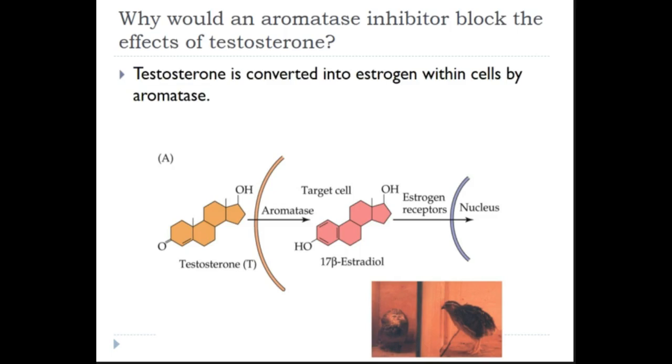Here's the cool thing. The way testosterone actually works in a lot of cells is that it enters into a target cell. Here is the cell membrane of a target cell, and here's testosterone. It passes through the membrane because it's hydrophobic, enters the target cell, and is then acted upon by an enzyme in the target cell called aromatase. Aromatase converts testosterone into estradiol. Estradiol is one of our main estrogens. The estradiol can then bind to estrogen receptors and interact with things in the nucleus.